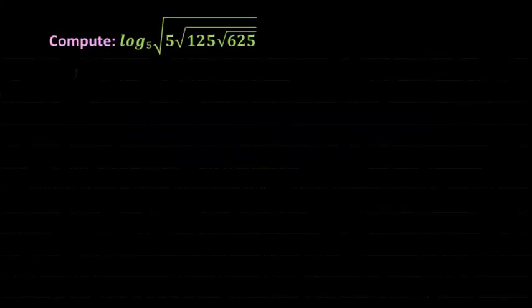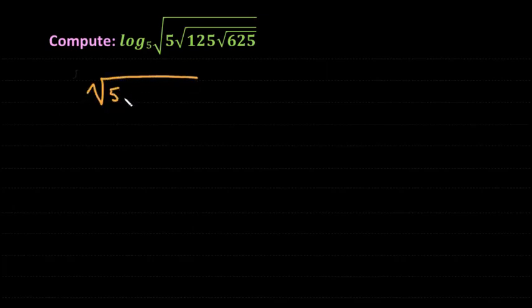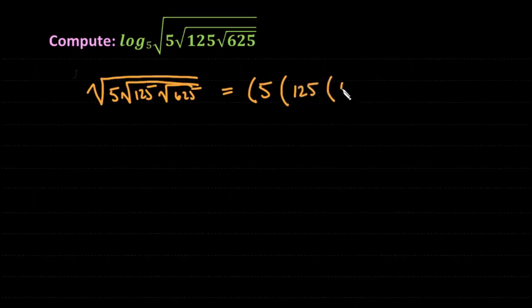In this problem, we want to compute the following log given at the top there. Let us look at the quantities in the square root sign. So we have the square root of 5 times the square root of 125 times the square root of 625, all nested inside here. And let's write this in exponential form. So we have 5 times 125 times 625 raised to the power of 1/2 here, and 1/2 here, and 1/2 there.